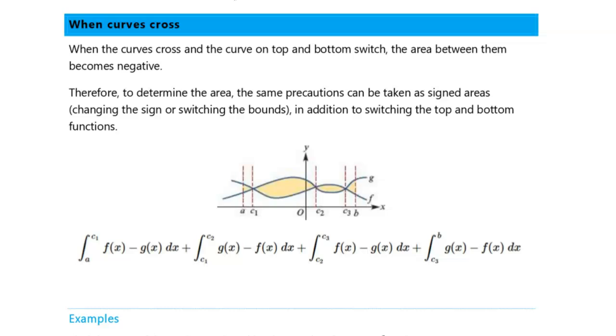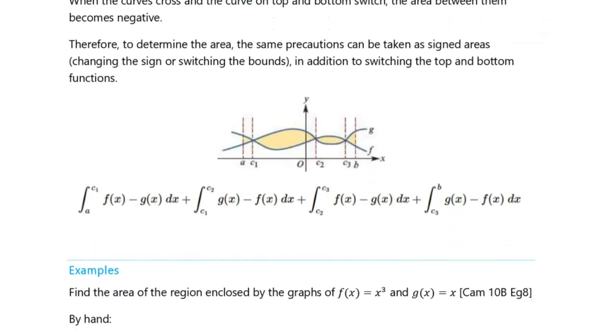So to determine the area, you need to take the same precautions as when we did signed areas, changing the sign or switching the bounds or the terminals that we have. So you need to examine the situation that you have and look at which one's on top and which one's on the bottom. So here, for example, this is our function f of x, and initially between a and c1 it's on top, but between c1 and c2 we can see it's underneath. So we've swapped it to be g of x on top here. Or you could change the bounds.